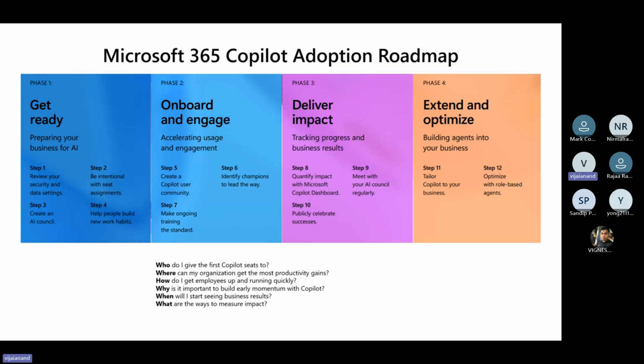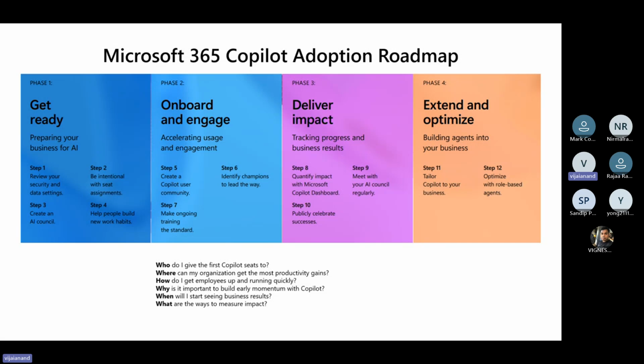Okay, so if you see the first phase, Get Ready, which helps you to prepare your organization or business for Microsoft 365 Copilot, and it consists of various steps. Let's start with step one, review your security and data settings. This one we have seen in the previous sessions, various settings, features, or capabilities that we can use for data oversharing or data leakage and other stuff. So that would be our first step.